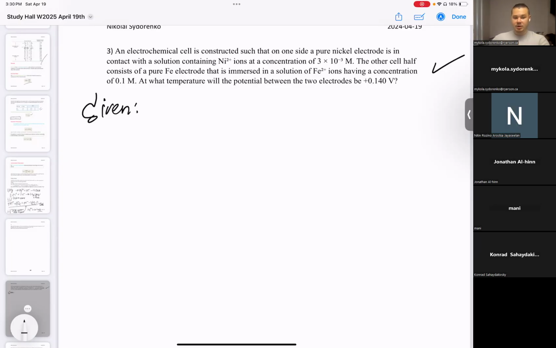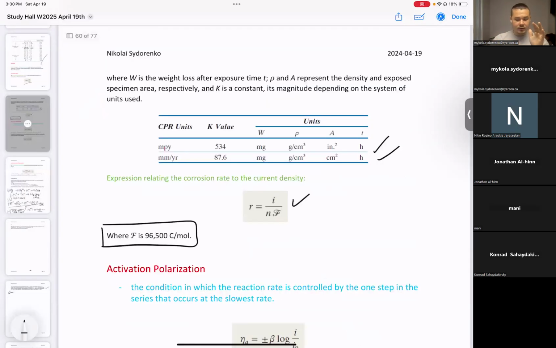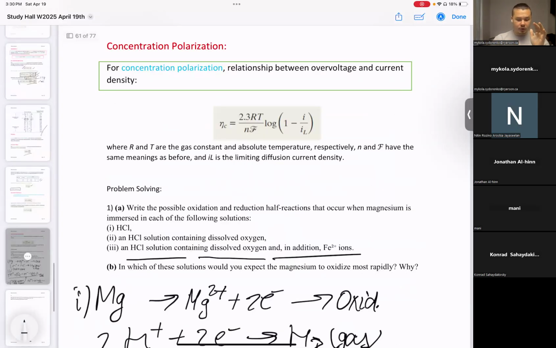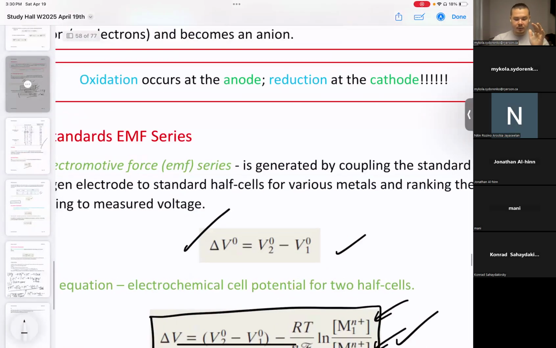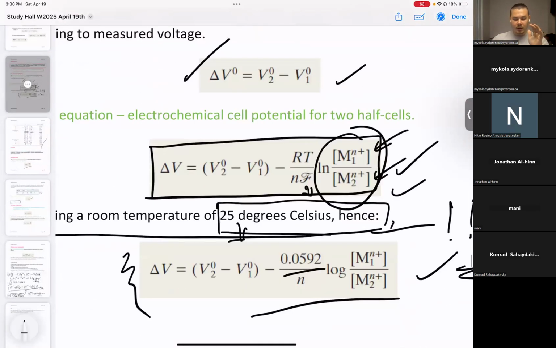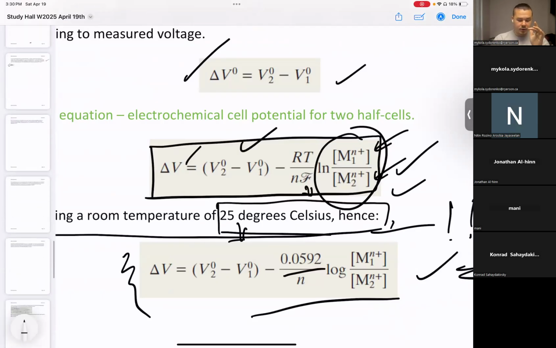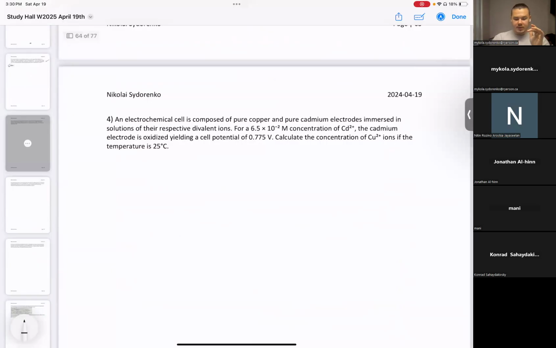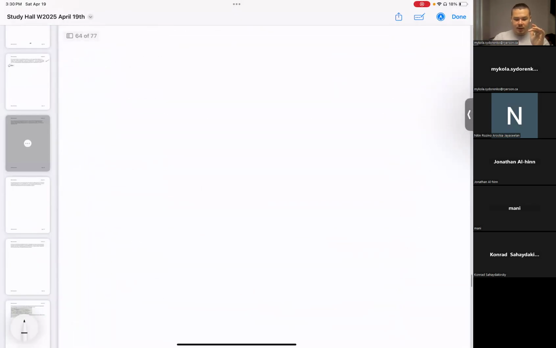Okay, so let's digest this question. We have nickel, we have iron, they form a couple, corrosion is occurring, and we have a concentration of one in the other. As soon as you see concentrations, this implies that we're going to use the Nernst equation, because we're dealing with concentrations and voltages. So we ought to utilize the Nernst equation. That being said, let's write down what is being given to us.